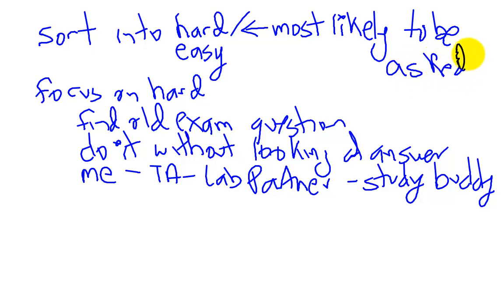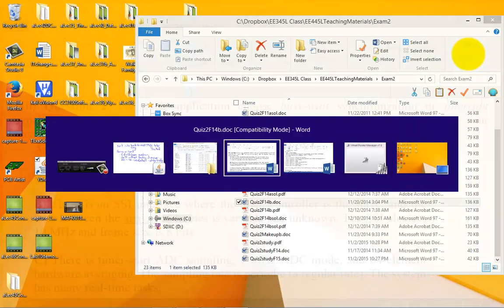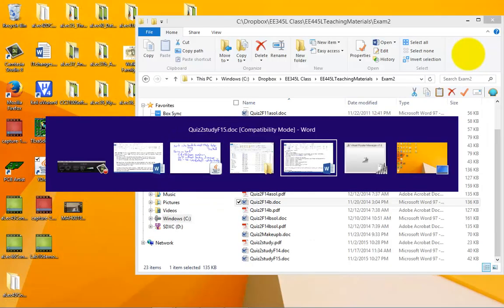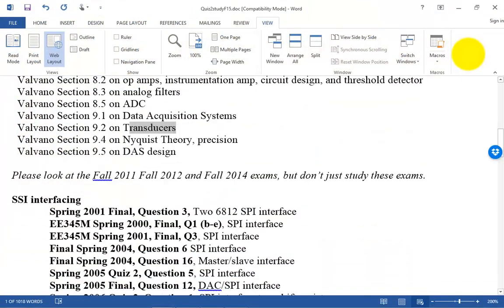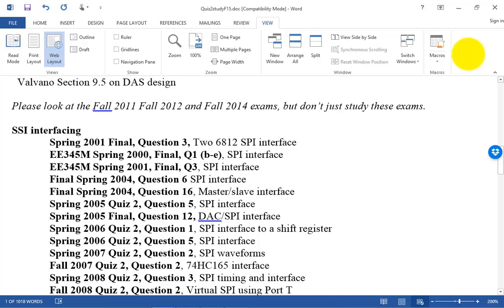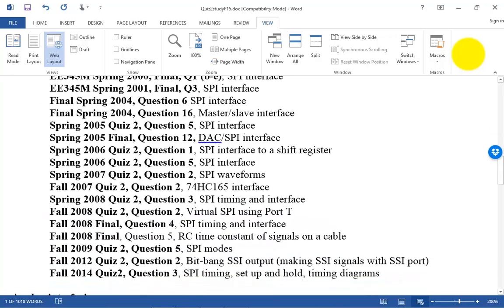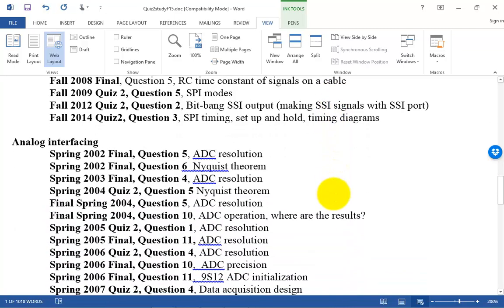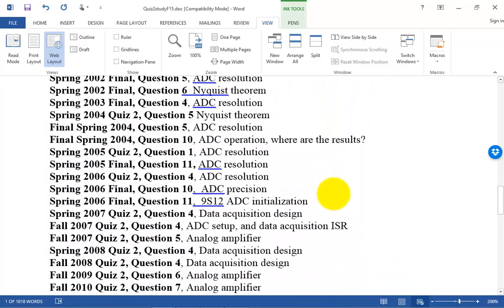All right. So that's what this list right here is for. It is a list by topic of old exams. Now, if you find SPI and setting up the timings and so on easy, don't do very many of these. Do a few. If you find analog hard, then do a bunch.